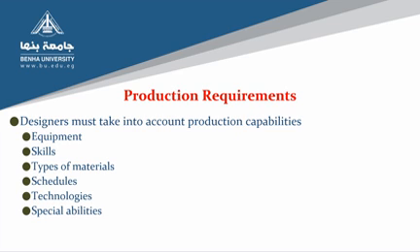Production requirements. Designers must take into account production capabilities. Design needs to clearly understand the capabilities of production. Examples: equipment, skills, types of materials, schedules, technologies, special abilities. This helps in choosing designs that match capabilities. When opportunities and capabilities don't match, management must consider the potential for expanding or changing capabilities to take advantage of those opportunities.